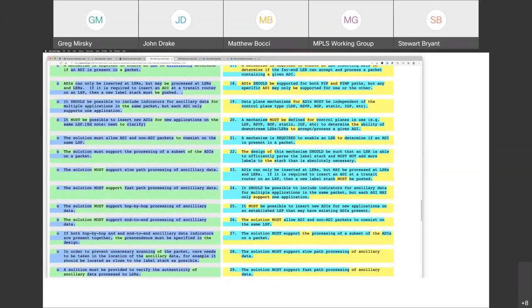So a mechanism must be defined. It might not be a mechanism, it might be more than one mechanism, but yes, must be defined for control planes in use to determine the ability of downstream LSRs and ADRs to accept and process a given ADI. Now, a word of caution: is this outside the scope of this document? When I was doing SFLs, people told me we need a mechanism for a whole load of protocols, and no one ever defined any of them. So we need to be careful how we write this so we don't stall the whole project waiting for someone to design a BGP one and no one ever designing it, for example.